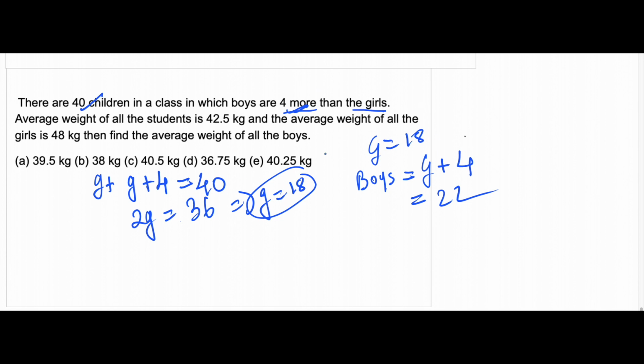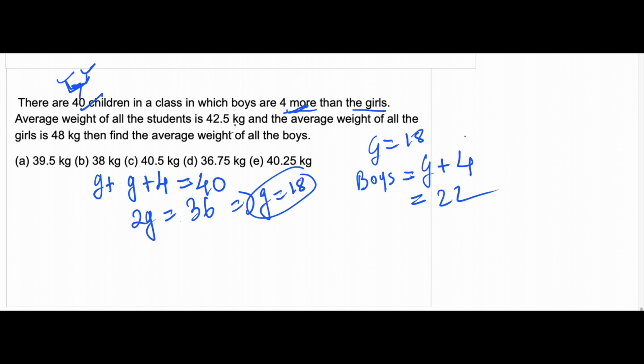Okay. Instead of doing it in this way, you could also directly divide 40 into 2 parts in such a way that one part is 4 more than the other. Okay, this could be done without this calculation as well. Fine. Now let's solve this.